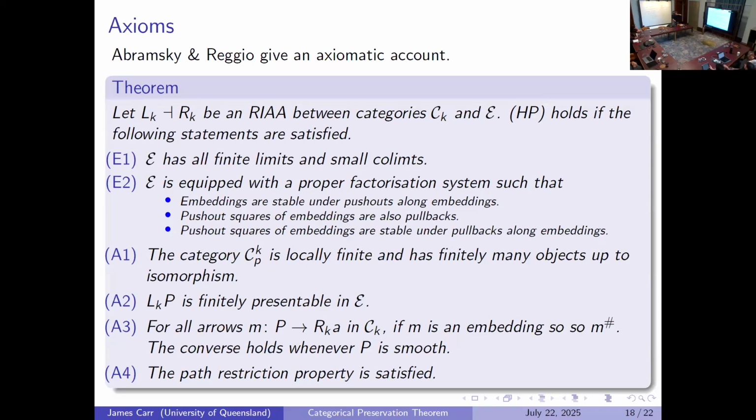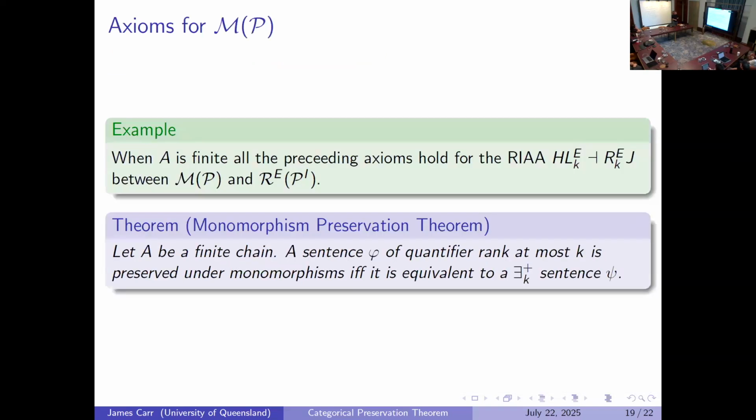The first two, E1 and E2, are properties of the underlying base category. Whereas the four claims A1 through A4 are actually about the behavior of the adjunction, the family of adjunctions. And as it turns out, when A is finite, so it doesn't have to be a chain anymore, but at least when A is finite, all those preceding axioms hold for this resource index borrowed adjunction. And so great, that gives you some kind of result. If A is a finite chain, then in fact HP does hold, and we now know what that means. We get this sort of monomorphism preservation theorem.